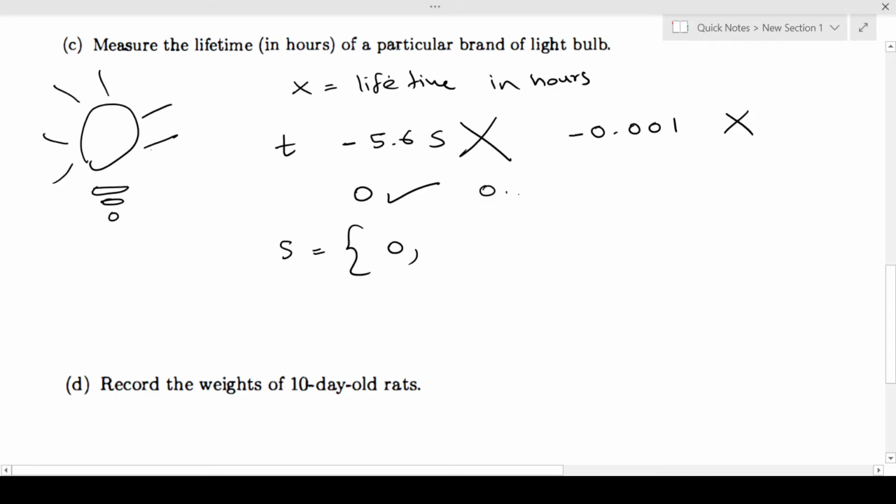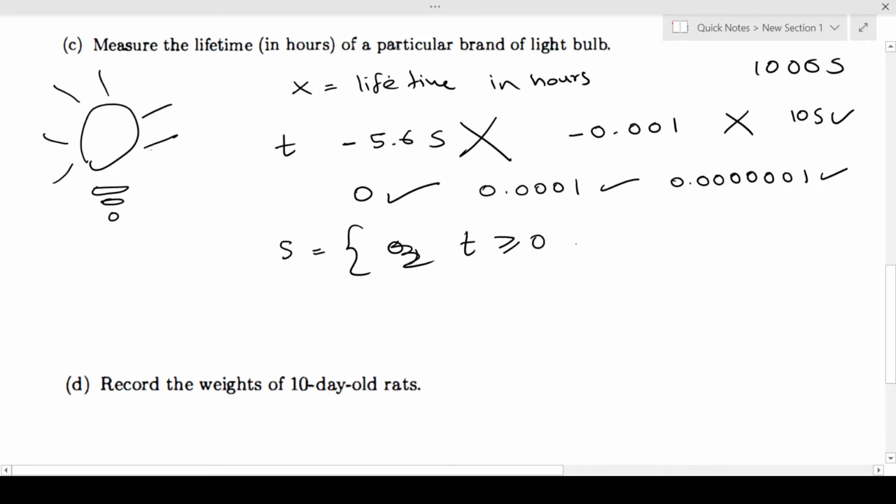Can it be 0.00001 seconds? Yes. Can it be 0.0000001 seconds? Yes. Can it take 10 seconds? Yes. Can it take 1000 seconds? Yes. So it can be any number greater than 0. So t can be any number greater than or equal to 0. That is your sample space, because the random variable you are measuring can take any value greater than or equal to 0.